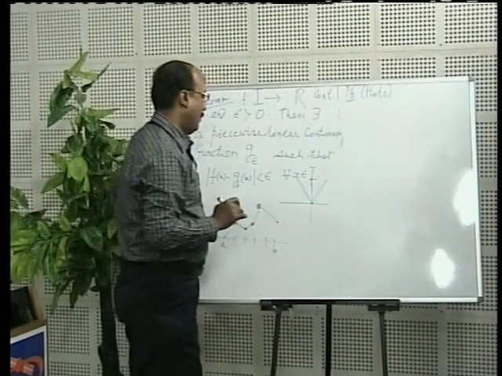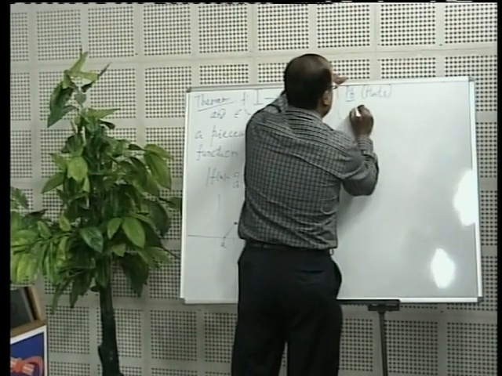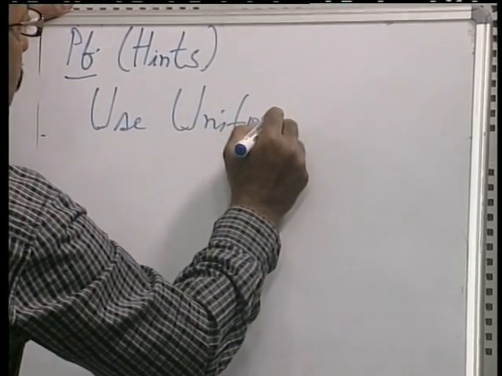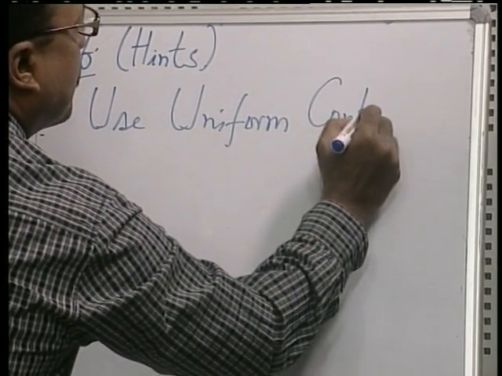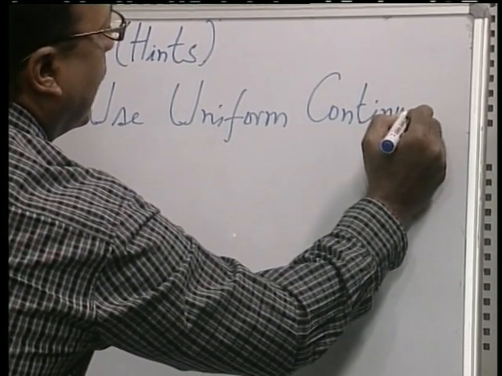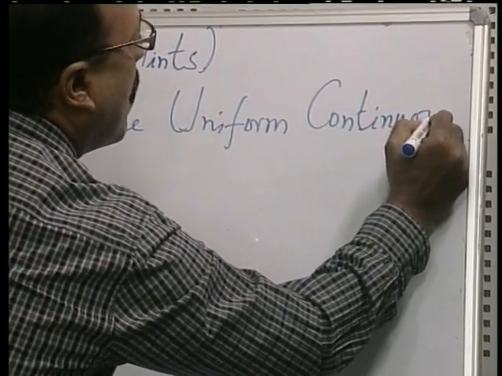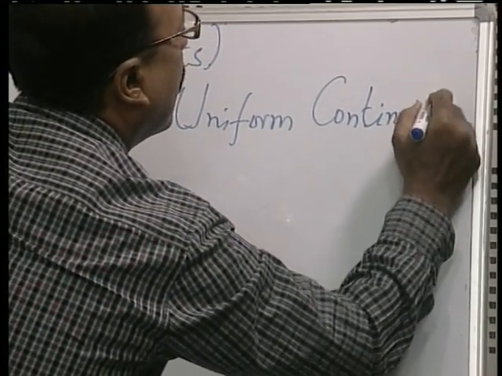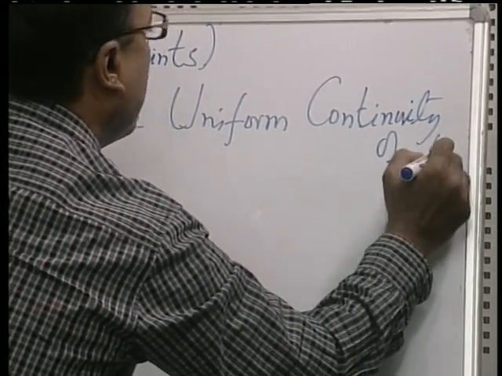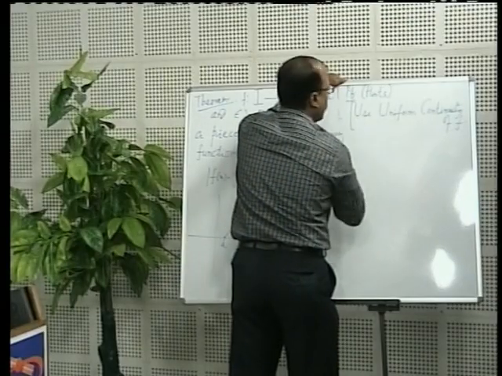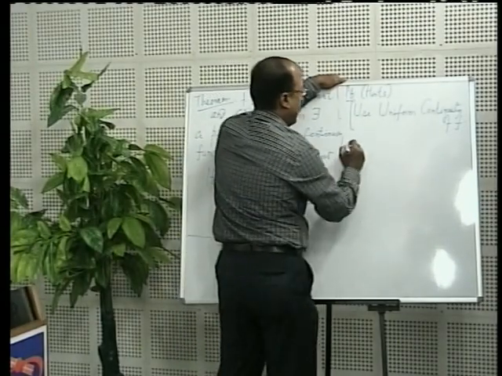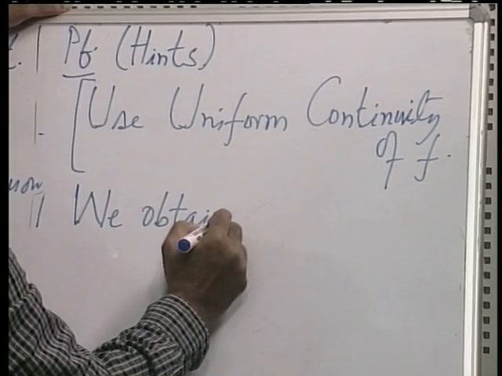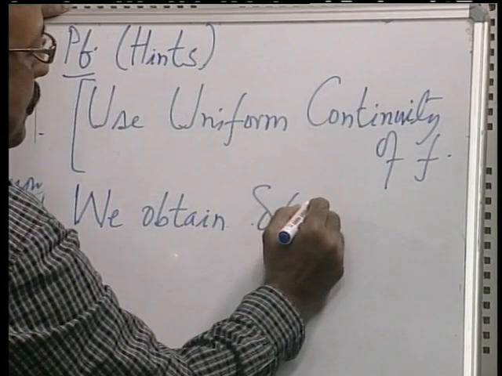Okay. So what do we do? We use uniform continuity again. This is very powerful, right? People talk of applications. Come on, have a beautiful look at an application of uniform continuity. Use uniform continuity of f. Right? So what do you obtain out of this? We obtain delta, which will of course depend on epsilon.